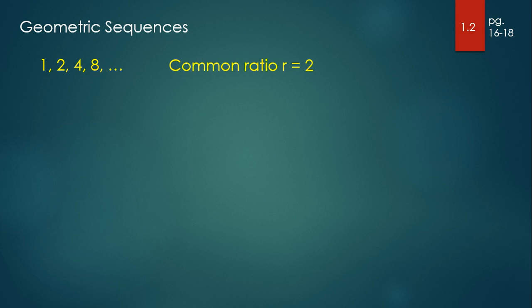If we wanted to find the next two numbers in this sequence, we would keep multiplying by 2. So 8 times 2 is 16, 16 times 2 is 32.